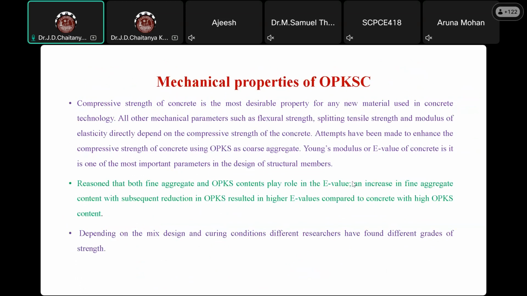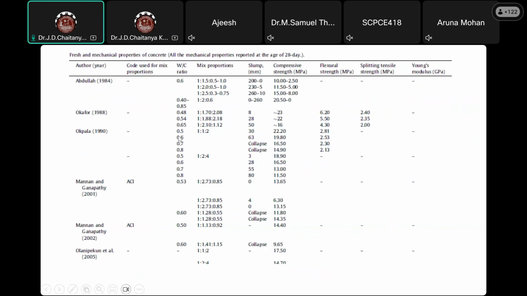Different researchers have found different values, and some grades are given here. You can see this table. This is the major innovation in the formal shell industry. You can see here the water cement ratio varies from 0.64 to 0.8. This is the main factor here. The next column is the mix proportions, given here as 1 to 1.5 to 0.5 to 1.